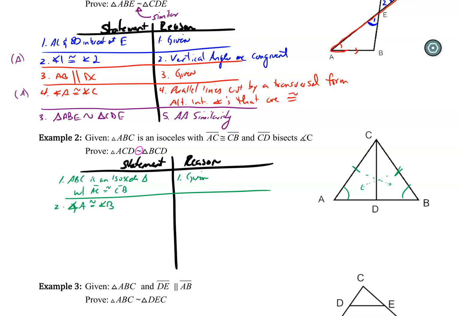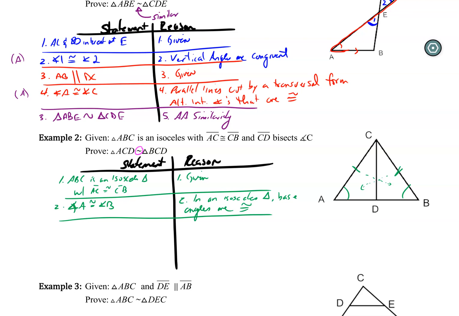All right, and that would be because in an isosceles triangle, base angles are congruent. So there's my one pair of congruent angles.